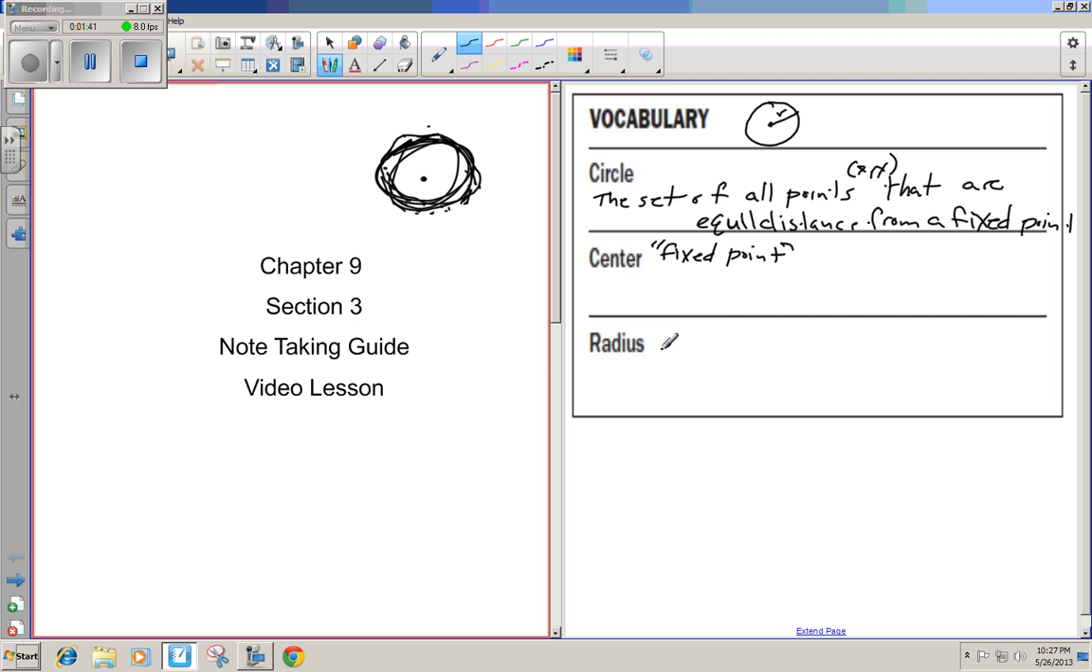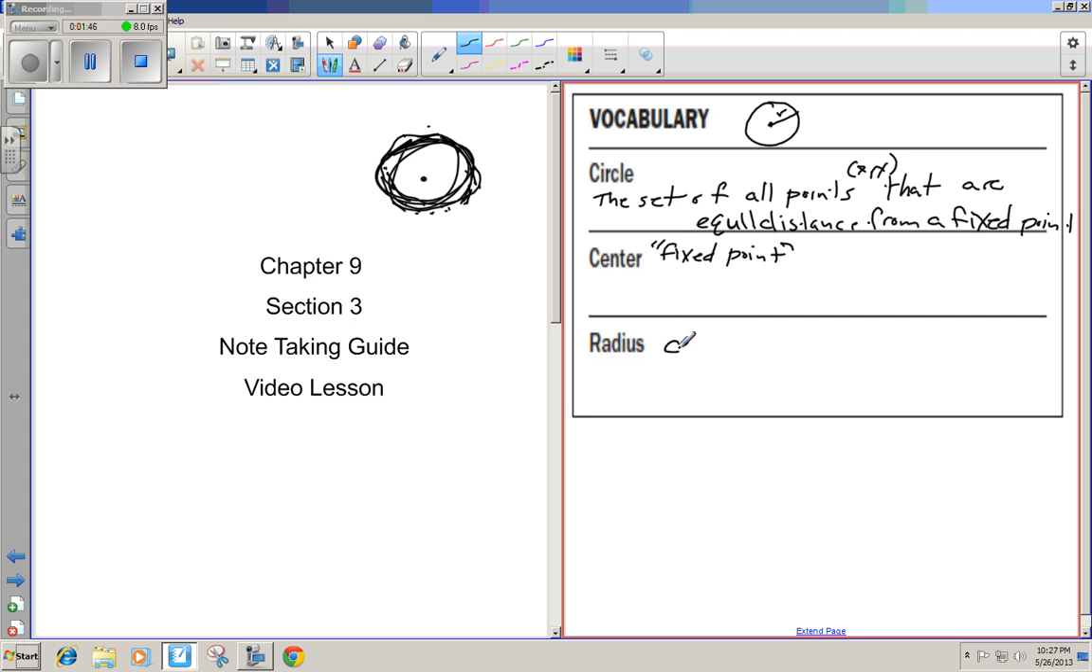The radius then is the distance between the center and a point on the circle.